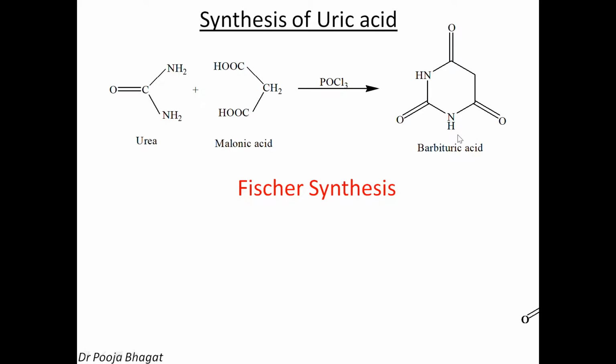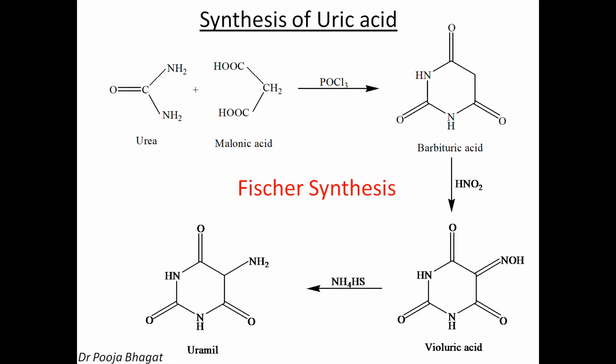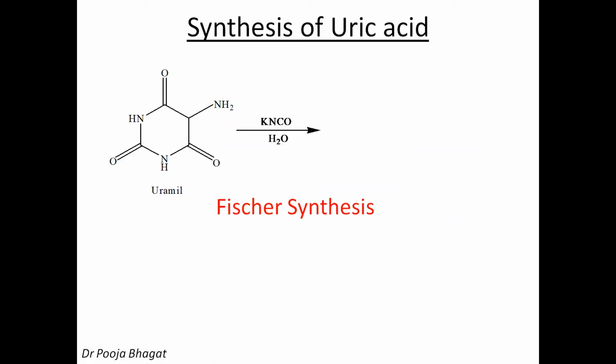Okay. And then when you treat it with nitrous acid, you will get an oxime at the 5th position. This part you have already done in active methylene compounds, where barbituric acid is synthesized and various reactions of barbituric acid were discussed. Then you reduce it with ammonium hydrogen sulfide. So by using ammonium hydrogen sulfide, the oxime gets converted into an amino group. So this is violuric acid and this is uramil. All these reactions you have already done in active methylene compounds.